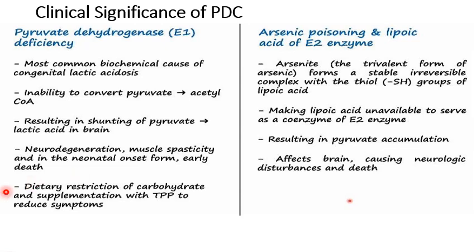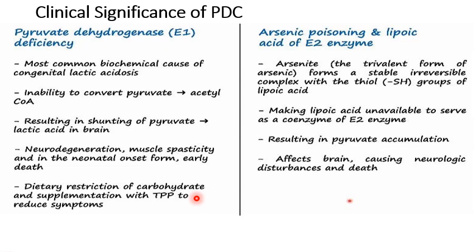Now, how do you handle it? Sometimes you handle it through restriction of carbohydrate diets. You restrict the person from eating a lot of carbohydrates, and also supplement with thiamine or thiamine pyrophosphate, so that even though the enzyme is deficient, the little quantity you have has enough coenzymes to work with.